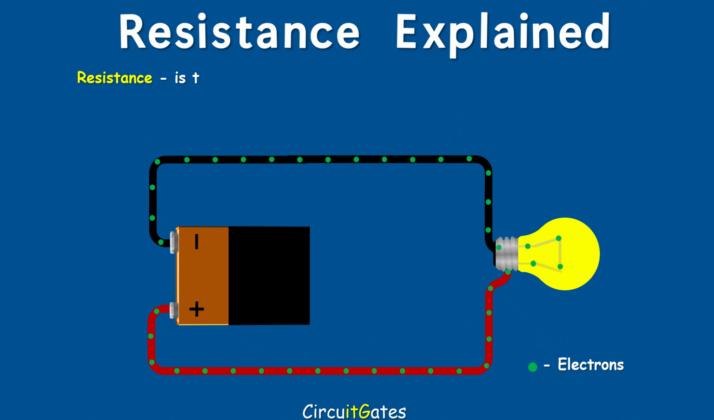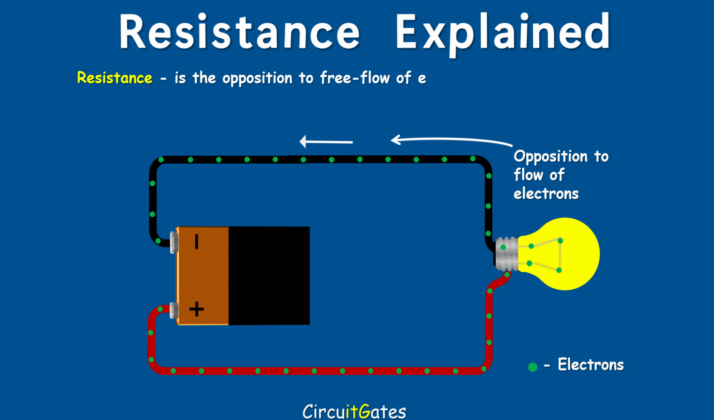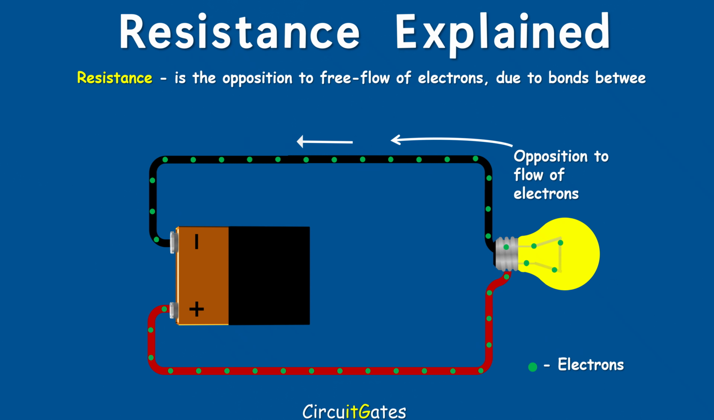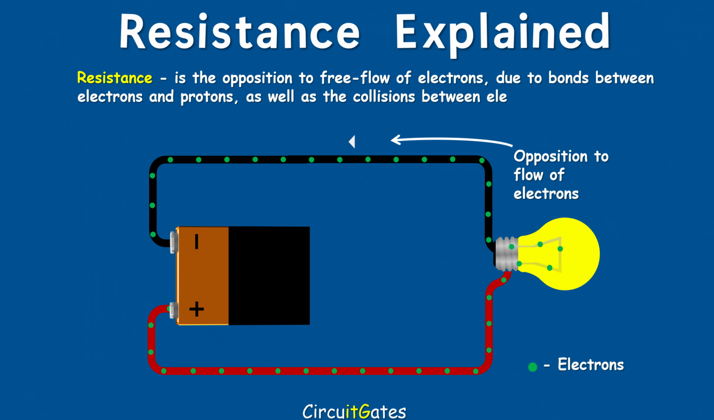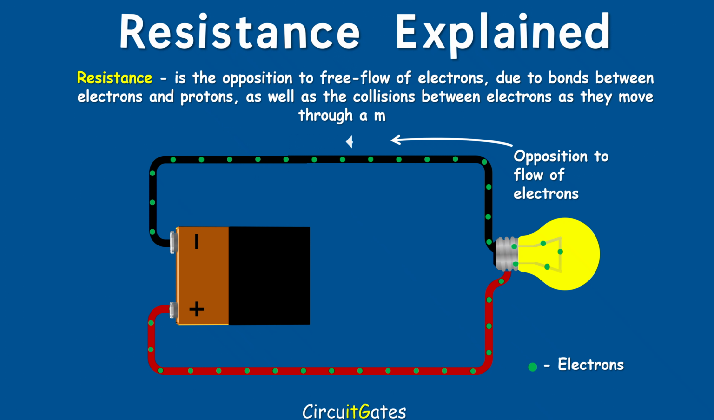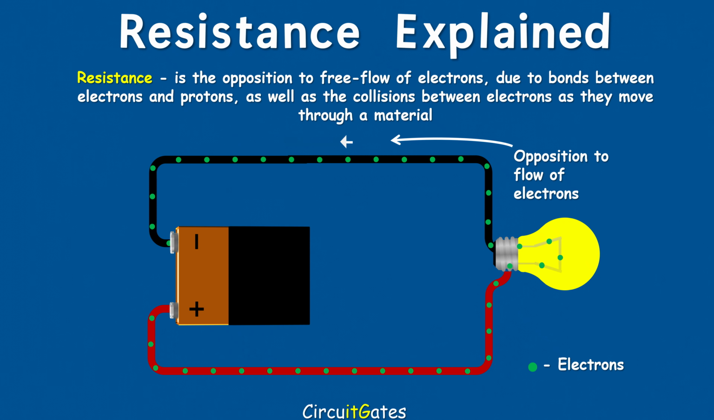Resistance is the opposition to free flow of electrons. The opposition to free flow of electrons is caused by the attractive bonds between electrons and protons, as well as the collisions between electrons as they move through a material.